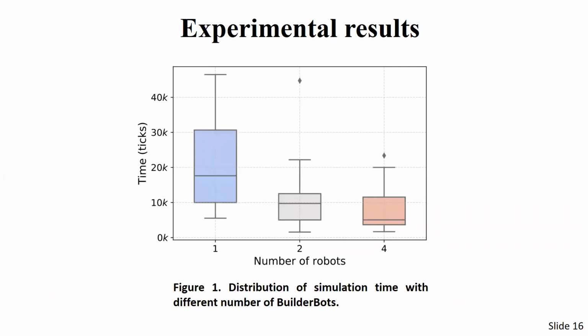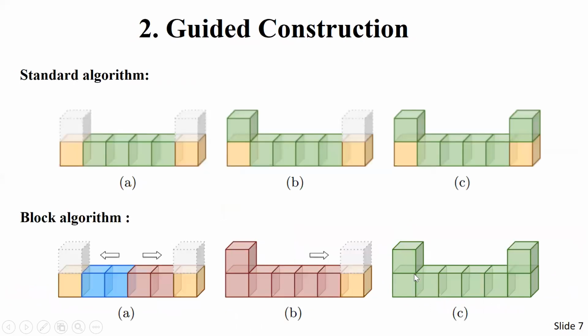By executing the experiments with different numbers of robots, we could see that with the increase of the number of robots, the construction efficiency could also be improved.